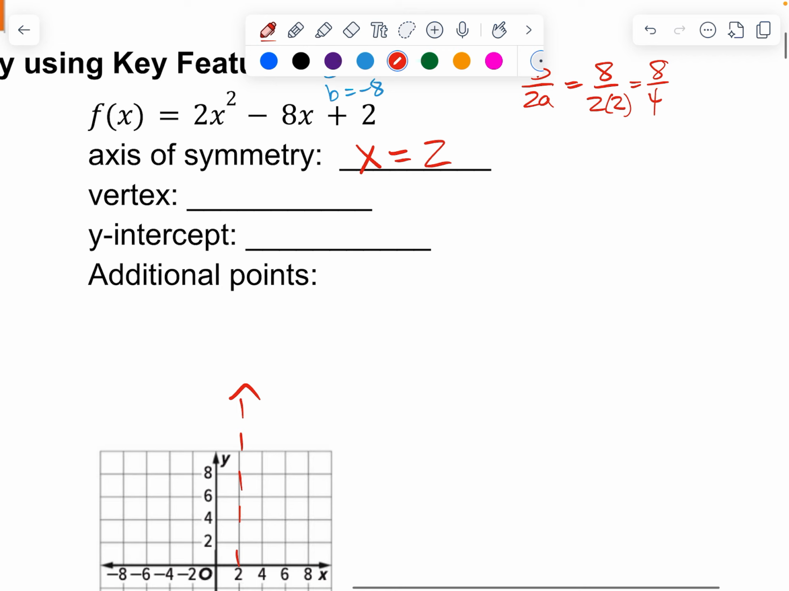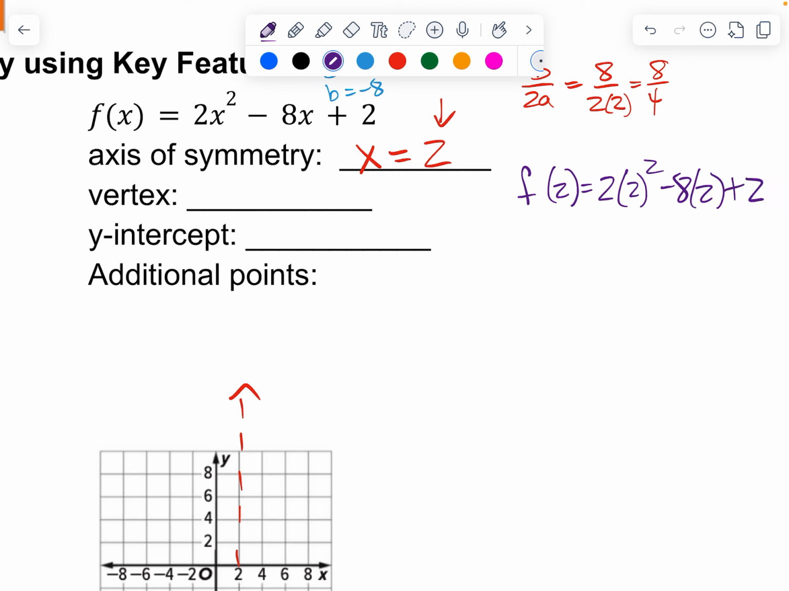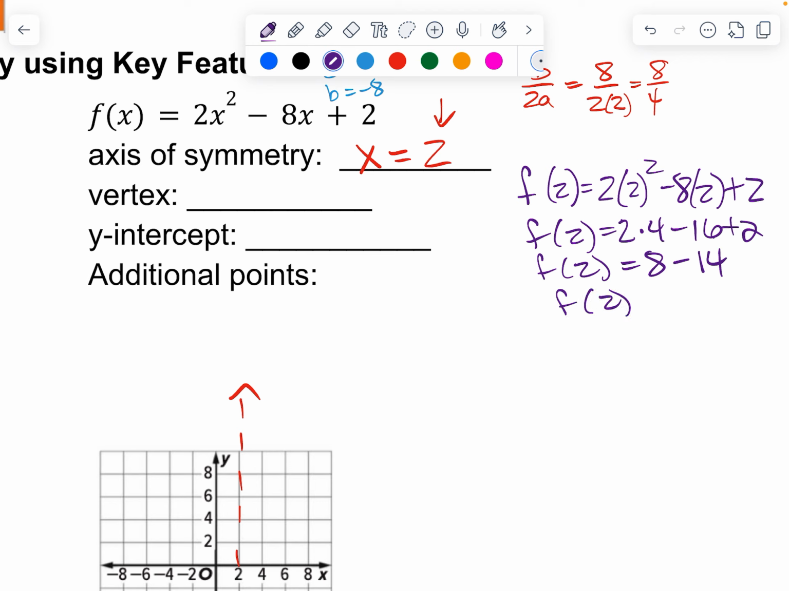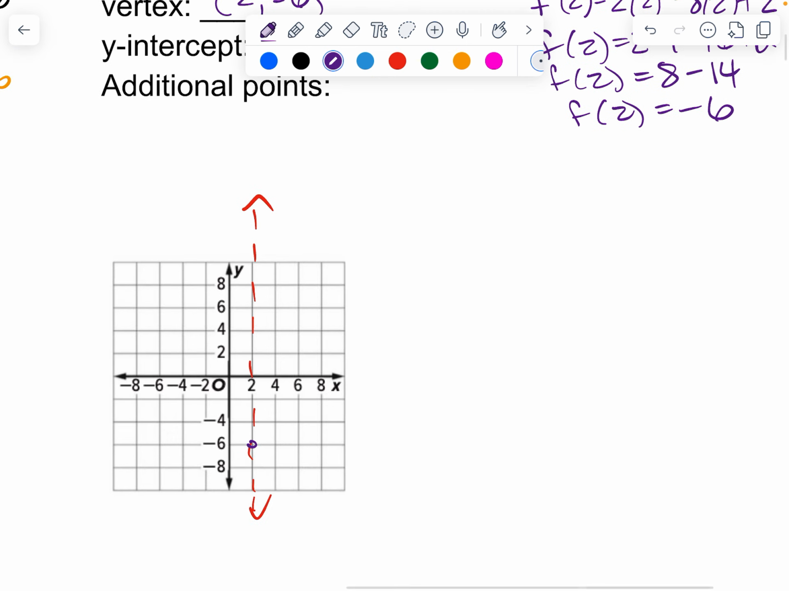Then my vertex, that means the x value is 2 for my vertex. So f of 2 equals 2 times 2 squared minus 8 times 2 plus 2. A lot of 2's on this one. So that's going to get me 2 times 4 minus 16 plus 2, which is 8 minus 14. So f of 2 is going to get me -6. So 2, -6, that point right there.